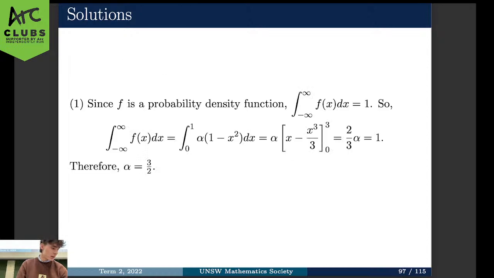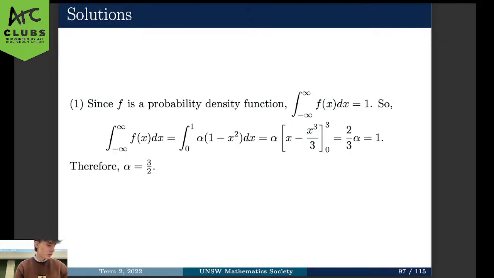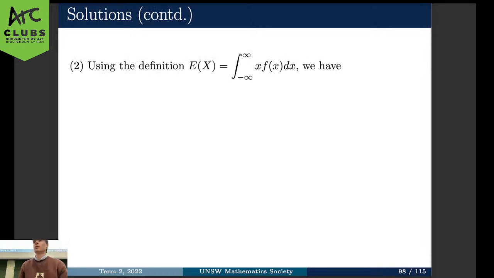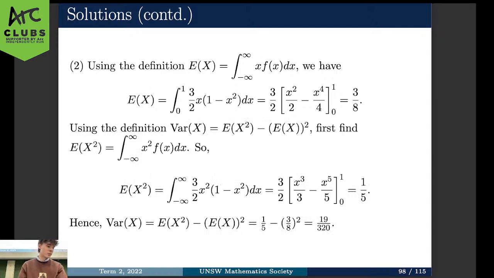Now the second part is to find the expected value. Remember, our expected value is the integral of x f(x) from negative infinity to infinity. Performing the integral, we get 3 over 8. And to find the variance, we use our formula, E of X squared minus E of X, whole squared, where we found E of X in the previous part. Just performing that integral, we should get that the variance is equal to 19 over 320.